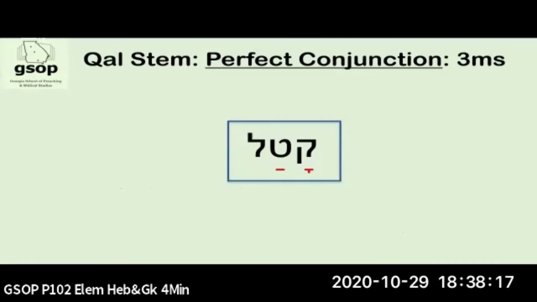That one is pretty straightforward. That is the basics of all of it. This happens to be the perfect third masculine singular form. In other words, katal means to kill, or because it's third masculine singular, it means he killed.